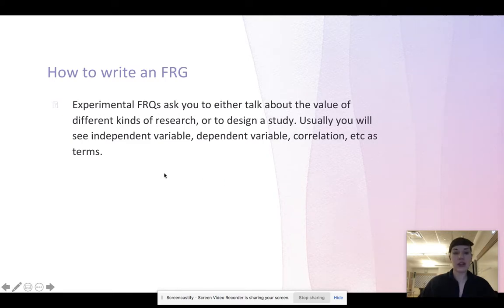The other type of FRQ is an experimental FRQ, and that will ask you one of 2 things. You will either need to discuss different types of research, their advantages and their disadvantages, or you will need to do something with a study, either design an experiment or break one apart. And that's when you're going to see the terms like independent variable, dependent variable, correlation, case study, all those types of research that we talked about, range, mean, median, mode, all that kind of stuff. So you need to know those cold because I can guarantee you they will be on the test.